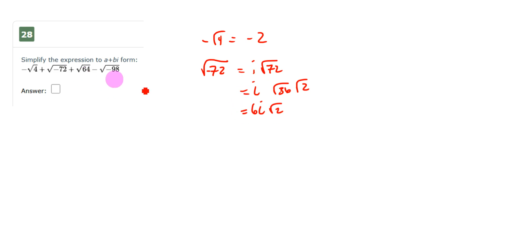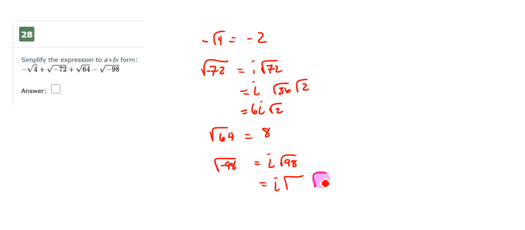Then we have the square root of 64. That's just 8. And then we deal with the square root of negative 98. That's going to be i square root of 98. Probably going to be 2 as well, because we're going to want it to match up with that. And 98 divided by 2 is, what, 49? And there you go. We get our perfect square. 7i square root of 2.